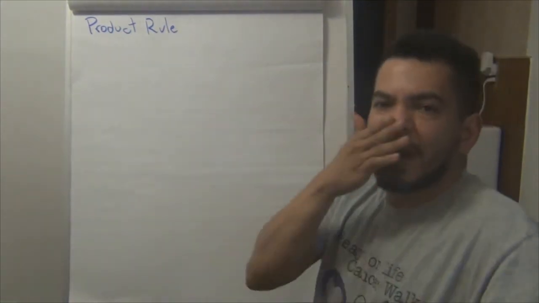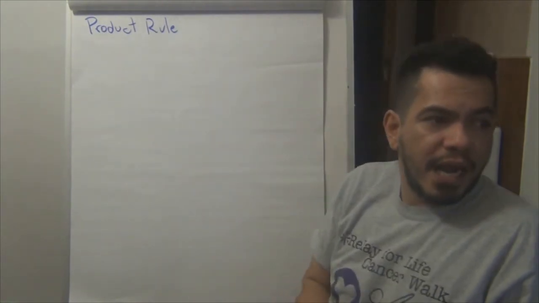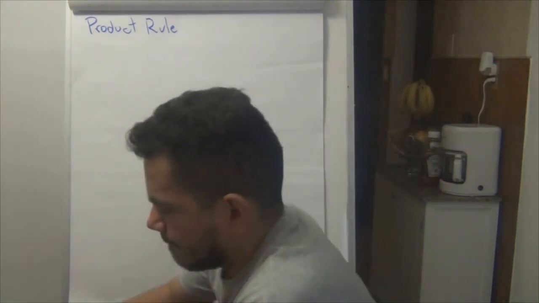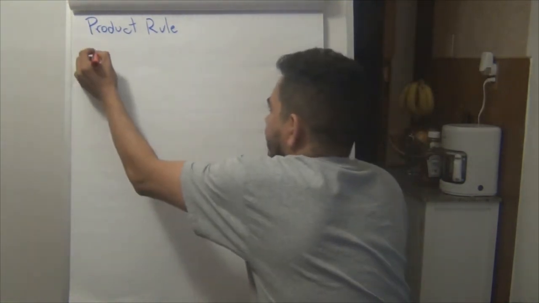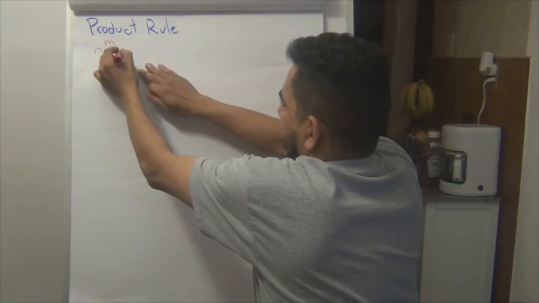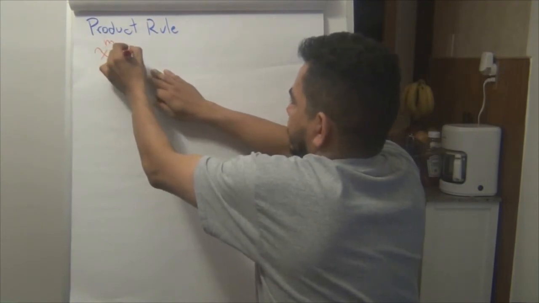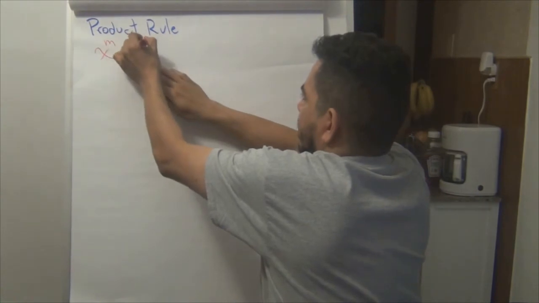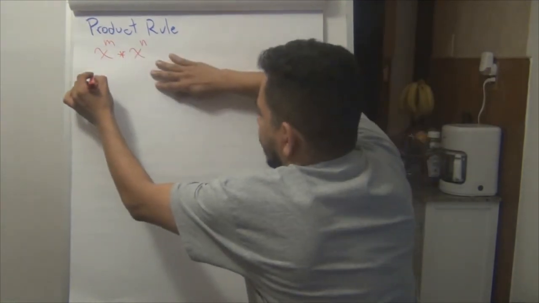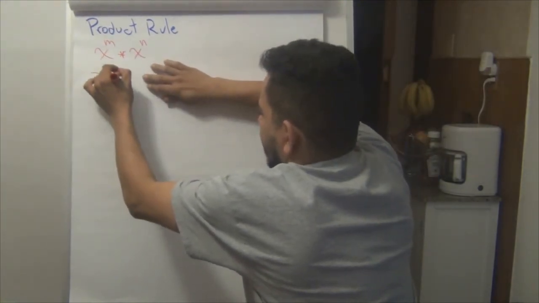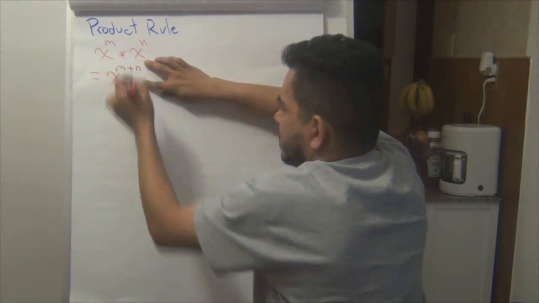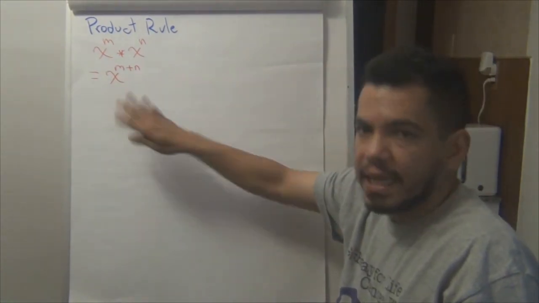Alright, so where were we? Oh yeah, product rule. It says that if you have, let me change the color here, a number raised to a certain power multiplied by another number to another power, okay, then the result will be that base, you copy the base, raised to the sum of the exponents. That's what it is. Now let me give you an example.